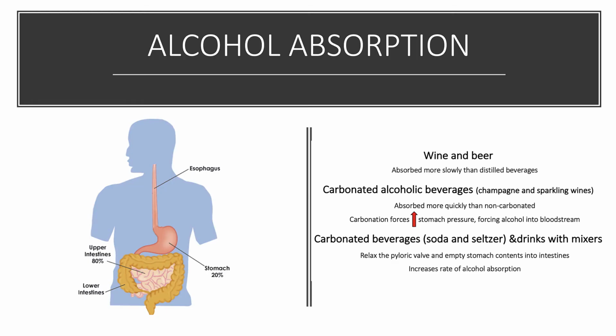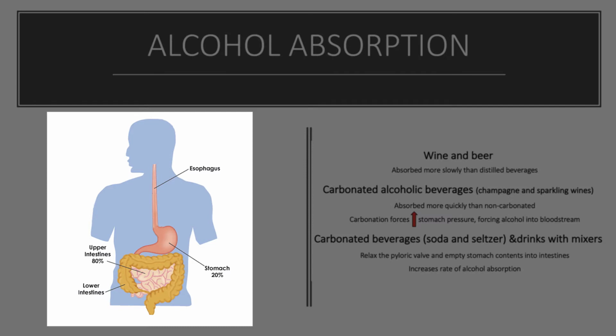Wine and beer get absorbed more slowly than distilled beverages. Carbonated alcoholic beverages seem to get absorbed more quickly. It could be because the bubbles or carbonation increases the pressure in the stomach, forcing alcohol into the bloodstream. And carbonated beverages and drinks with mixers seem to relax the pyloric valve that connects the stomach to the small intestine, and that increases the rate of alcohol absorption. On the left, we have the organs of the digestive tract. So you can see that alcohol gets to the stomach before it gets to the small intestine.